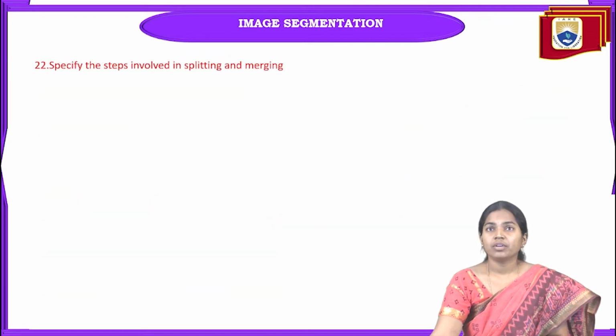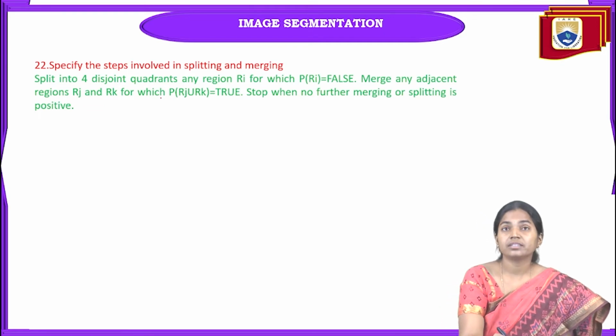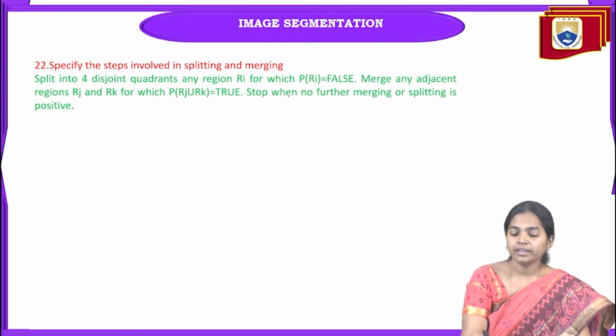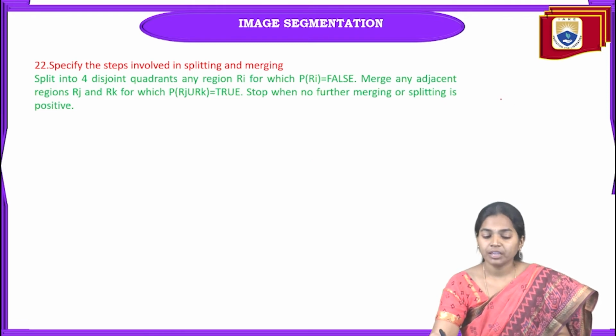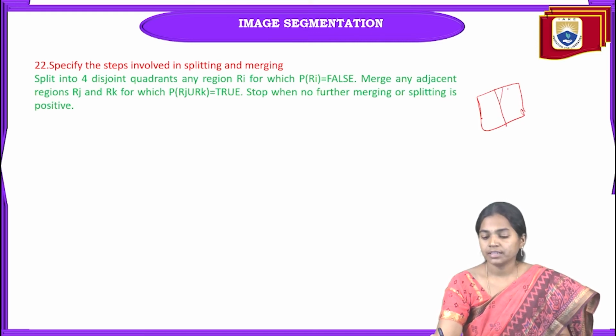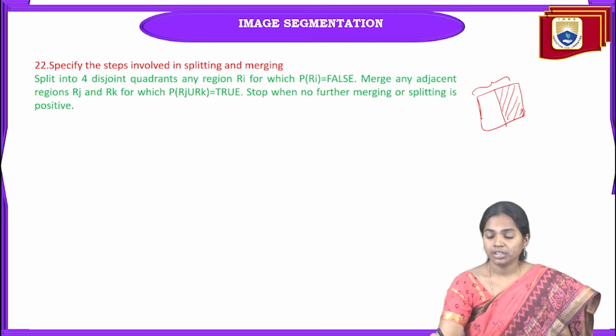Specify the steps involved in splitting and merging. In splitting and merging, split into 4 disjoint quadrants any region Ri for which P of Ri is false. Merge any adjacent regions Rj and Rk for which P of Rj union Rk is true. Stop here. Region splitting and region merging means, for example, one image. This image has different gray levels, and this is the entire image. This part is one gray level and here it is another gray level. So in region splitting, the first step is to divide into quadrant parts.